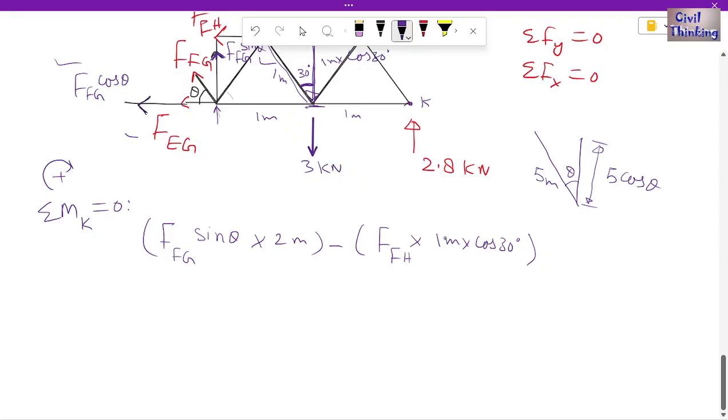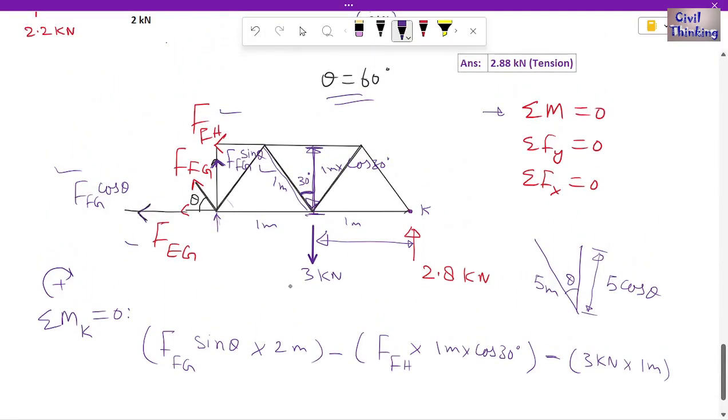Now it is going to exert an anti-clockwise moment about point K, so it is going to be negative 3 kilonewton multiplied by, how far is the 3 kilonewton force normally from K? This is the distance, right? So this is 1 meter. So we also found the moment due to this.